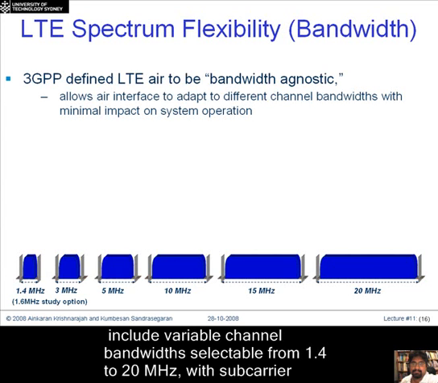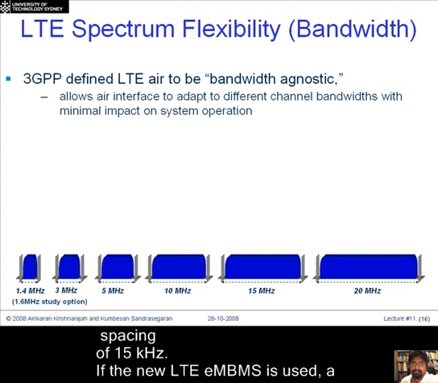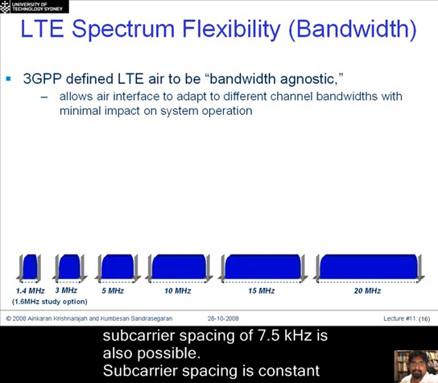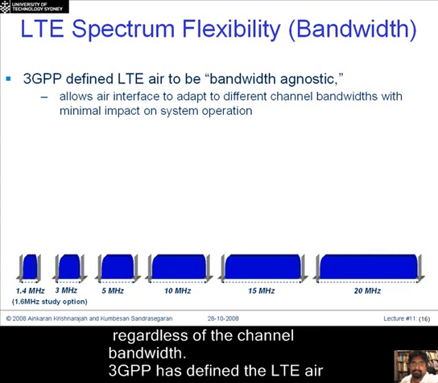Okay, so there's a word that you will come across, and it's called bandwidth agnostic. Okay, so 3GPP has defined the LTE air interface to be bandwidth agnostic because it essentially allows the air interface to adapt to different channel bandwidths with minimal impact on system operation. Okay, so if you have only 1.4 megahertz today, you use 1.4 megahertz. In 2 months' time, if you can get 3 megahertz, then without making any major changes to the system that you have, you should be able to use the higher bandwidth and so forth.